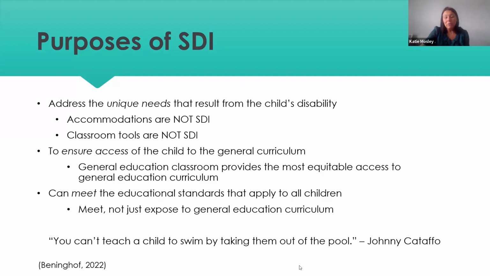So one of my favorite quotes, and this came from the Anne Benninghoff book, you can't teach a child to swim by taking them out of the pool. And so we want our kids to be able to learn, to have that content, that grade level knowledge. The best place that they're going to get that is in that general education setting. So we want to try to pull them out as little as we can based on their needs. And that's the important part, is that we always have to look at the child's needs.